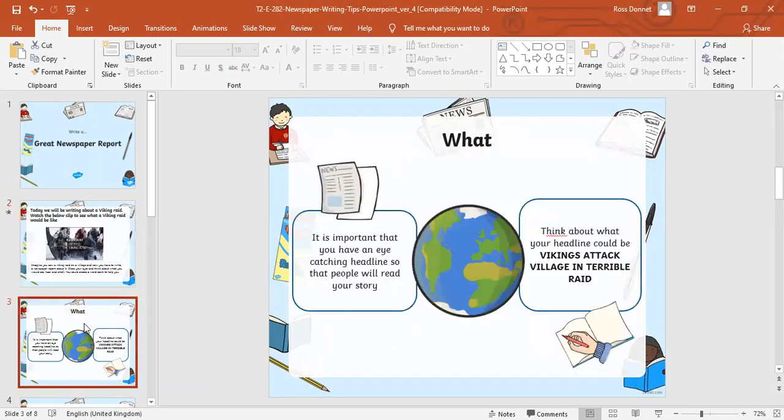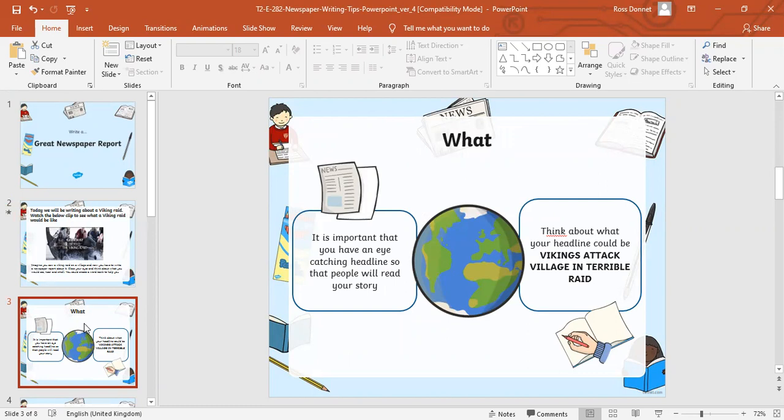When we're writing our newspaper reports, I want you to think about some important things. This is what we've got to do in our newspaper report. The first thing you need to think about is that you need to have an eye-catching headline so that people will read your story.